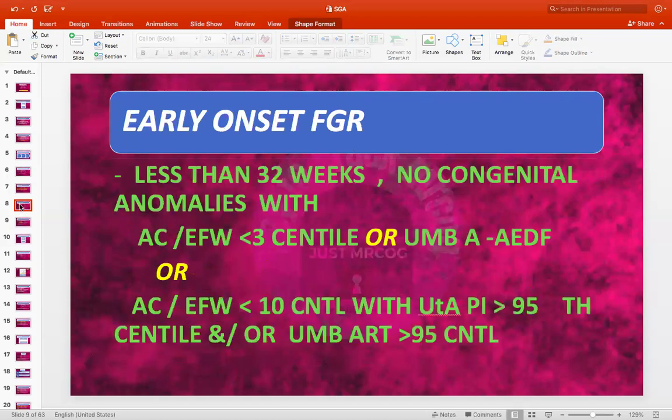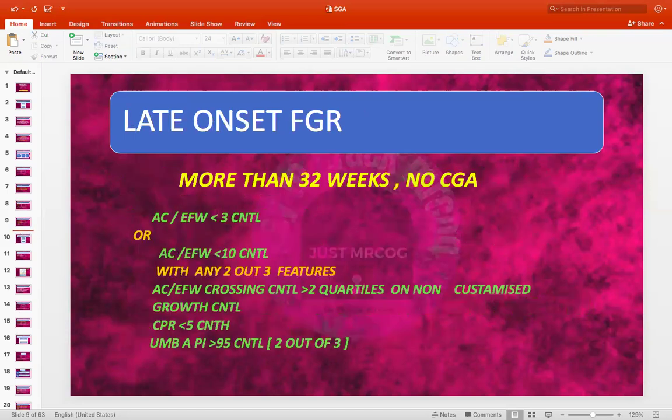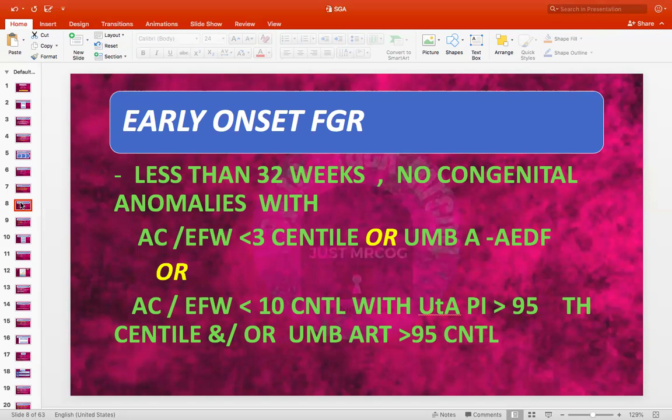It is absolutely the same as early onset. It is only that less than 32 weeks is early and more than 32 weeks is late. There is no congenital anomaly in both. 3rd centile in both, 10th centile with extra feature in both. So what is the extra feature here? CPR, crossing two quartiles, and umbilical artery PI more than 95th. So this is also there here. See? So this is easy to remember.